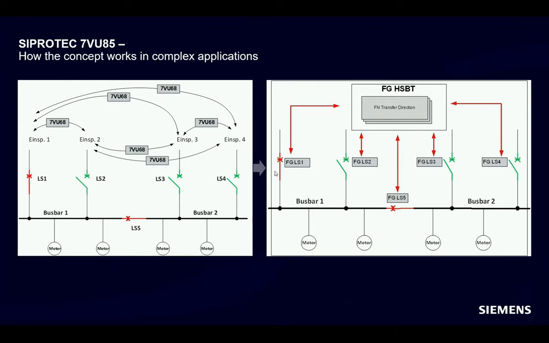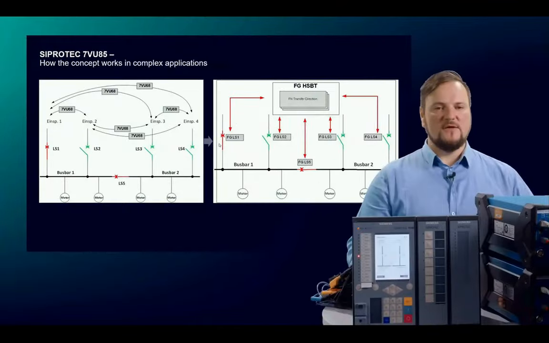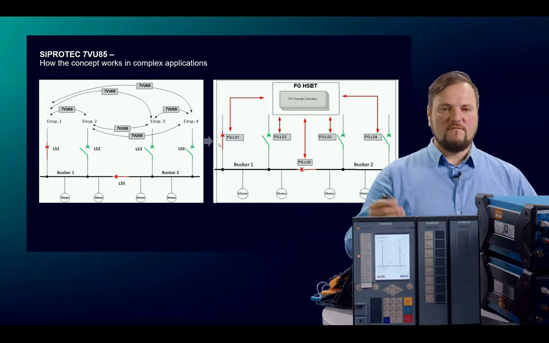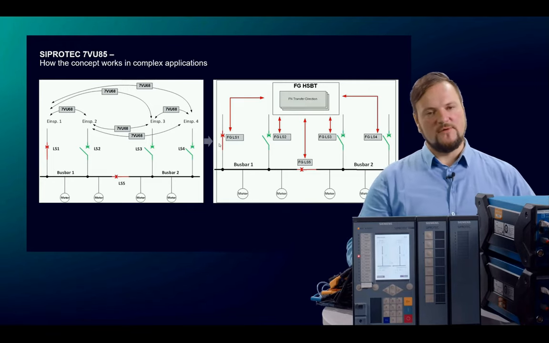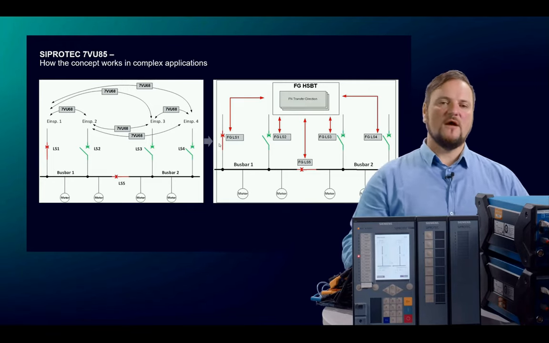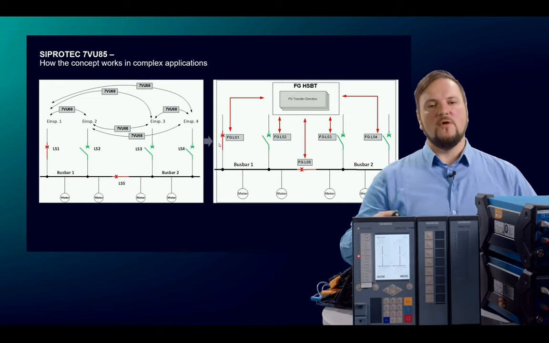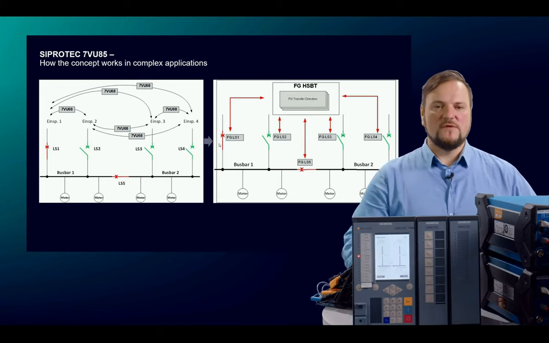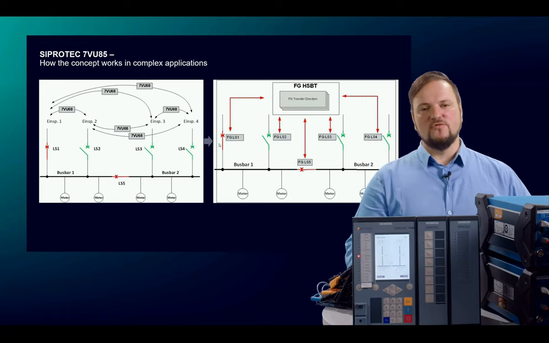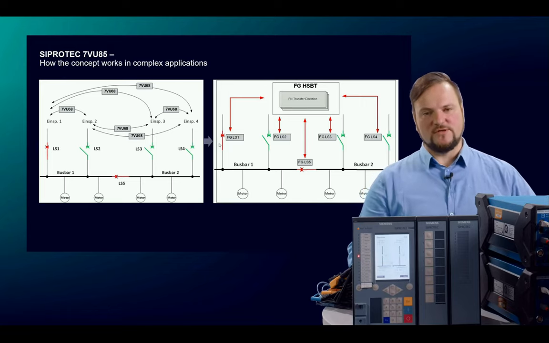So you can count here up to 6, 7VU683 devices to cover the whole application. And in between, we need interlockings and we need some releases and so on to cover the whole application. With the 7VU85, here on the right side, you can see we can cover the whole application with only one device. And we do that with the function group or function transfer directions.